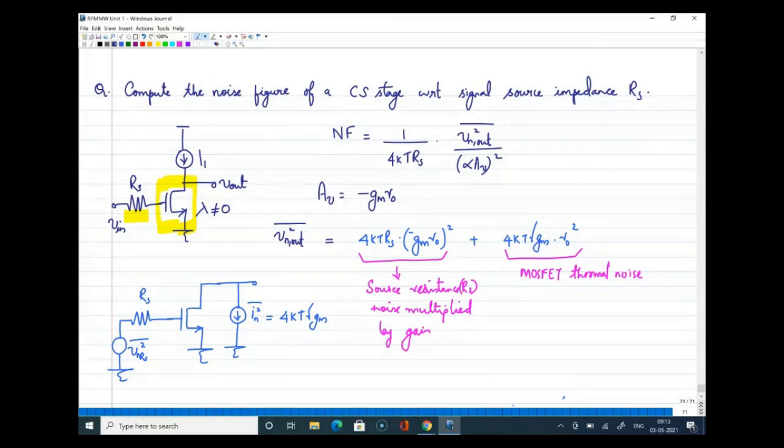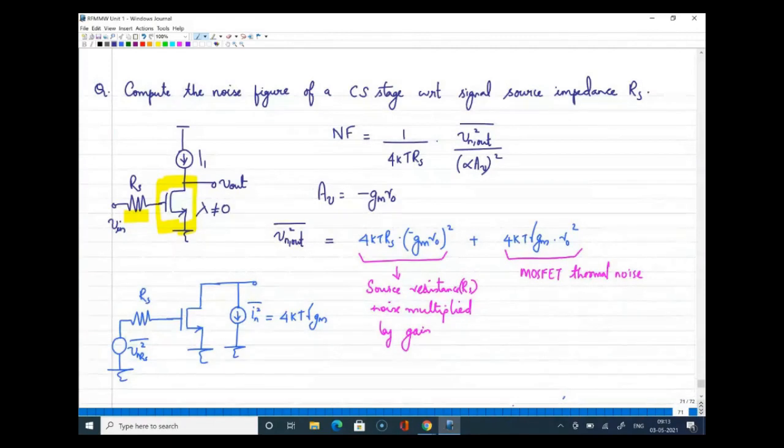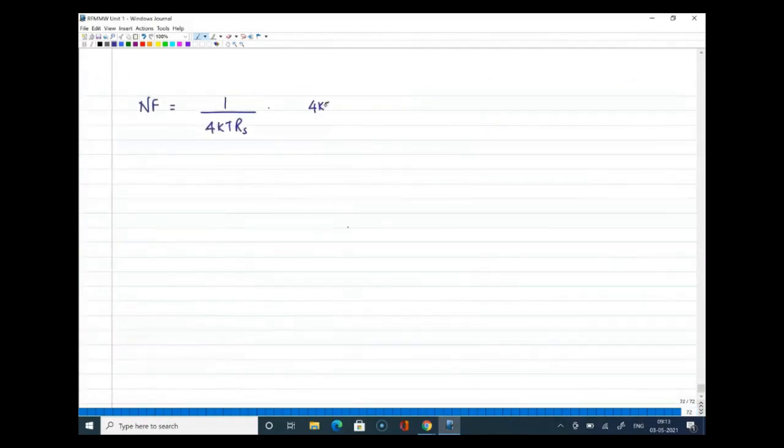Now to express noise figure, you have to plug this into the final expression of noise figure. So I'll write noise figure is equal to 1 by 4 KT RS into VN out square, all those things, right? So I'll just add those things together. 4 k t gamma into g m r naught square, which is the transistor's noise, plus 4 k t r s into g m r naught square, which is the source resistance noise, divided by gain square. Gain is g m r naught again, this square, right?